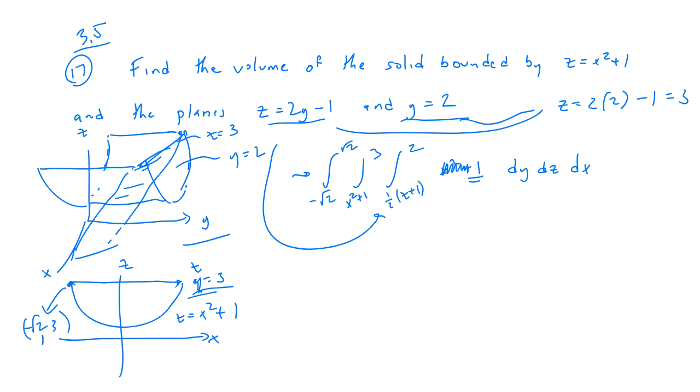Okay, so any questions on this? Oh, so that's this point. Right, so we put in z equals 3 to get 3 is equal to x squared plus 1. So any other questions? Oh, sorry. Right, so since we projected into the xz plane, that meant we did dy.